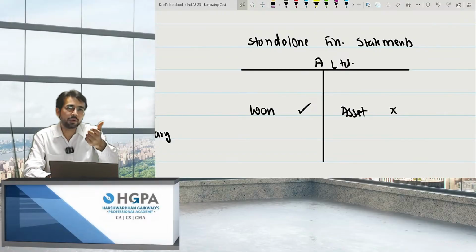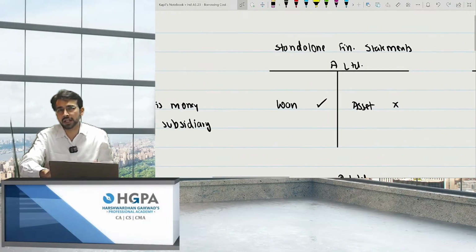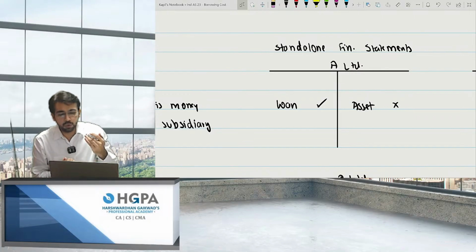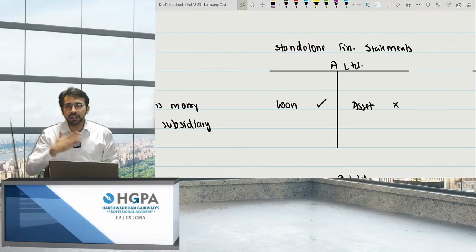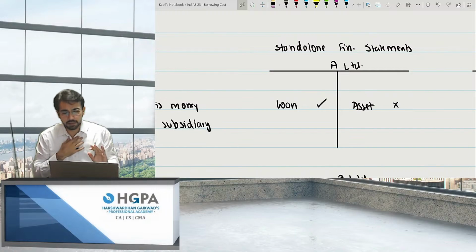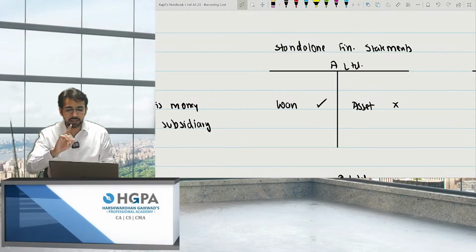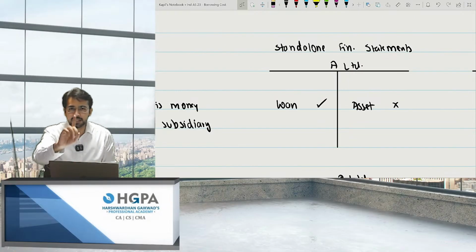The answer is no. So can you capitalize? The answer is no. You cannot capitalize. How will you capitalize it? You don't have any asset to be constructed, right? So in the standalone financial statements, if I am the holding company, I will not be able to capitalize the asset. So capitalize the interest. Why? Because I have taken the loan. True, but was there any asset to be constructed? The answer is no, and therefore no capitalization over here in the standalone financial statements.